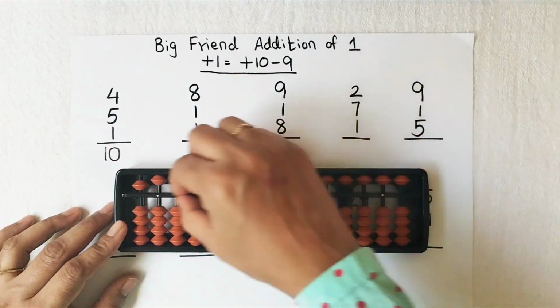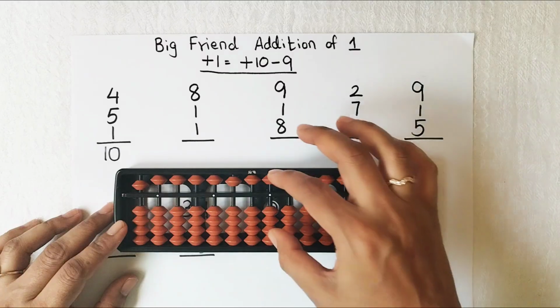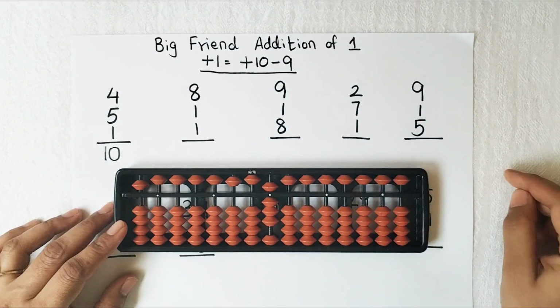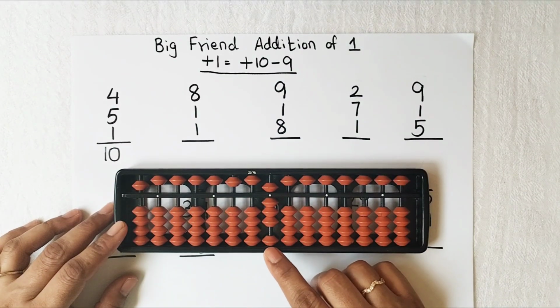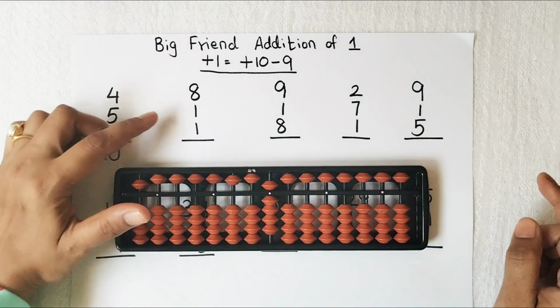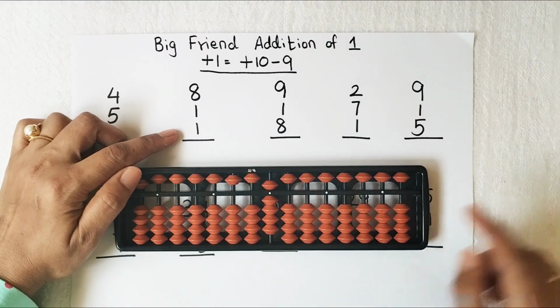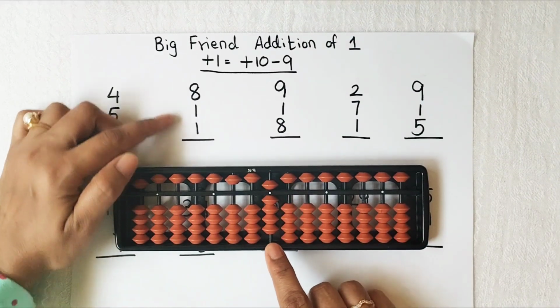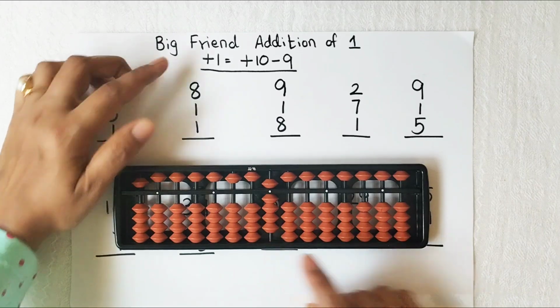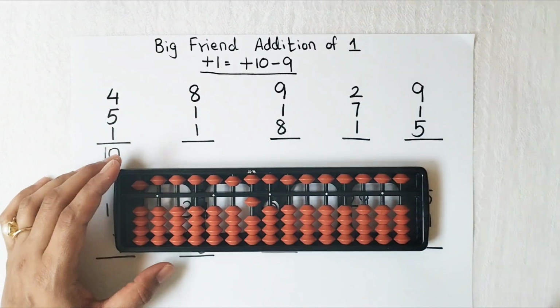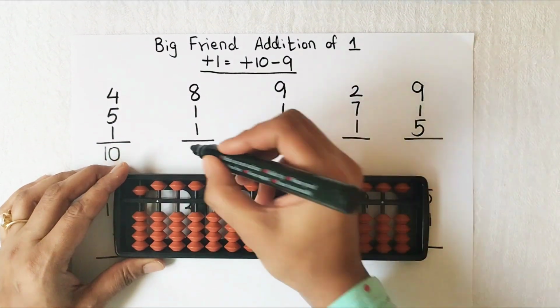Next, 8 plus 1 plus 1. 8 plus 1. Can I do it directly? Yes, I can do it directly. Again plus 1. Now I can't do it directly, so I have to use the formula. The formula says plus 10 less 9. My answer is 10.